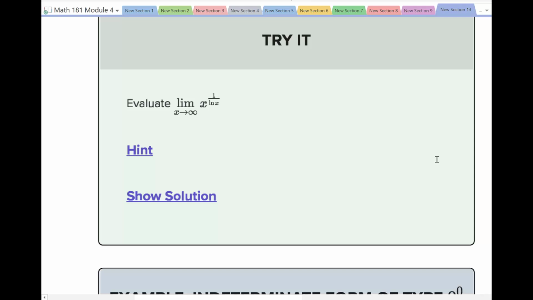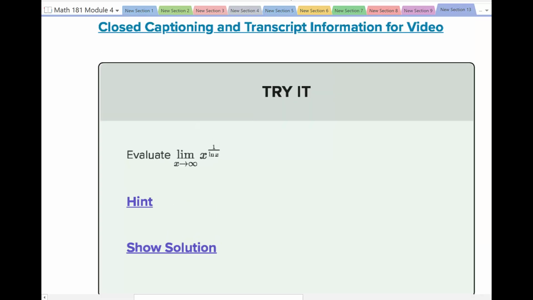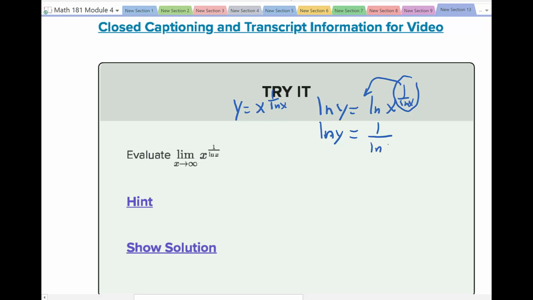Let's try this again. It says evaluate the limit as x goes to infinity of x to the 1 over natural log of x. So we have an infinity to the 0 power again. So again, I'm going to say y equals x to the 1 over natural log of x. So the natural log of y is the natural log of x to the 1 over natural log of x. So this becomes a coefficient. I just laugh because it feels like we're in kind of a loop. It's going to be 1 over the natural log of x times natural log of x, which is natural log of x over natural log of x.